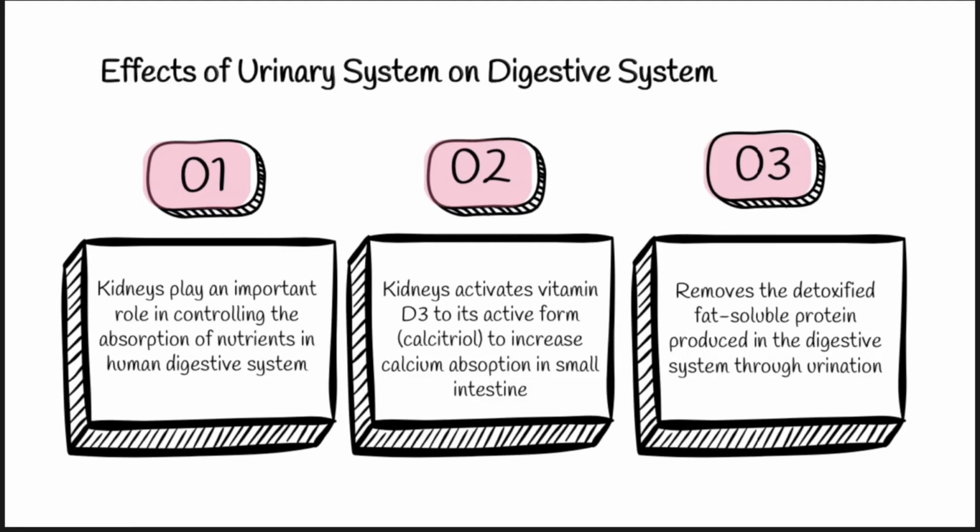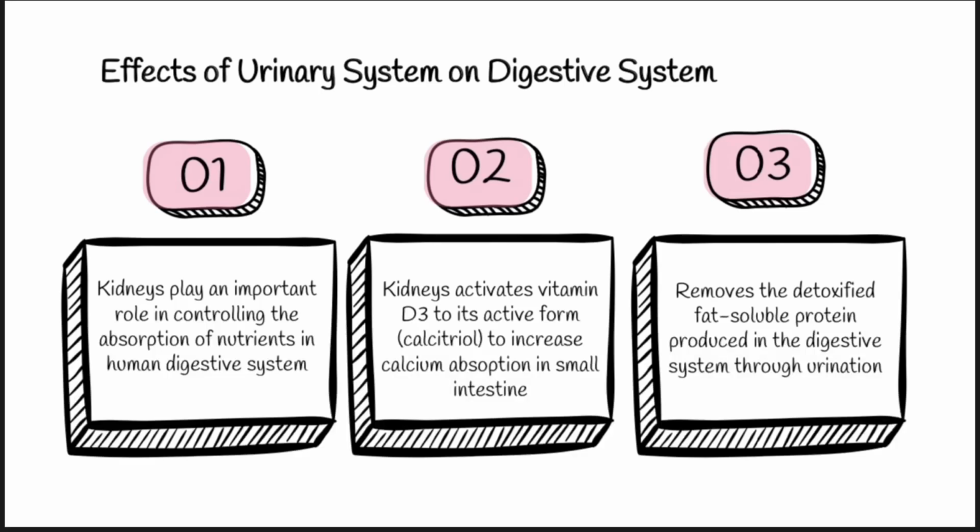Okay, now let's move to effects of urinary system on digestive system. First, the kidneys play an important role in controlling the absorption of nutrients in the human digestive system. The uptake of nutrients occurs at the small intestine, but some of them are controlled by the kidney.